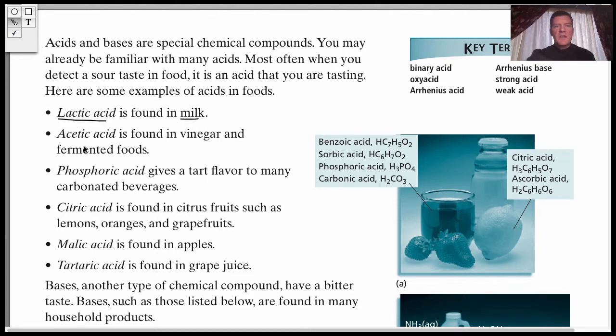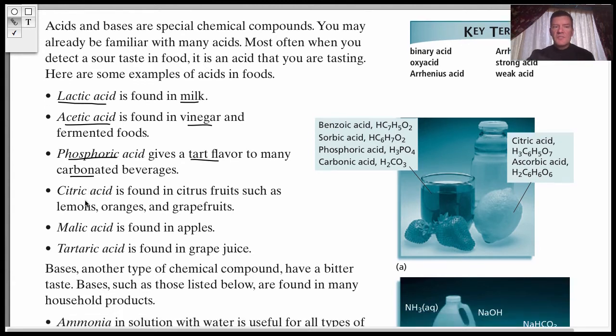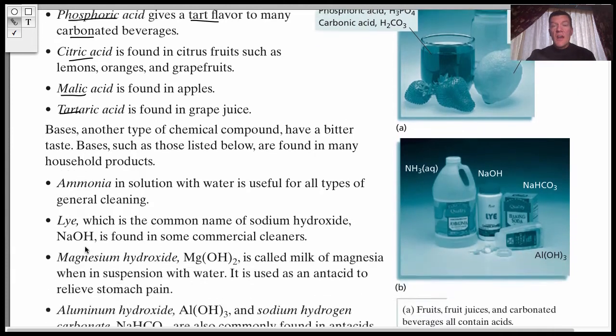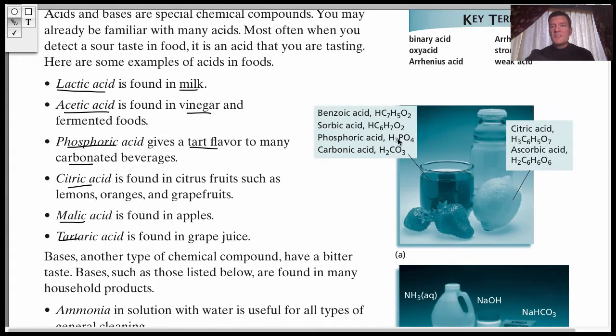Lactic acid is in milk. Acetic acid is in vinegar. Phosphoric acid makes a tart flavor, okay, in many carbonated beverages. Citric acid is in many fruits. And then there's some others here, malic and tartaric acid, as well, and here's a picture. You can see, look at these formulas of these, okay? Formulas, they look complicated, but I'm going to show you they usually have something in common that you can use to kind of identify an acid very quickly, okay?